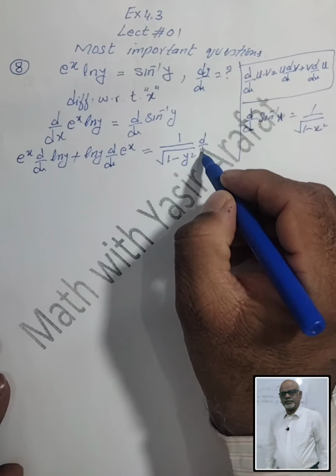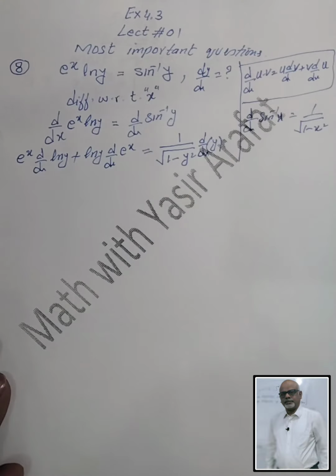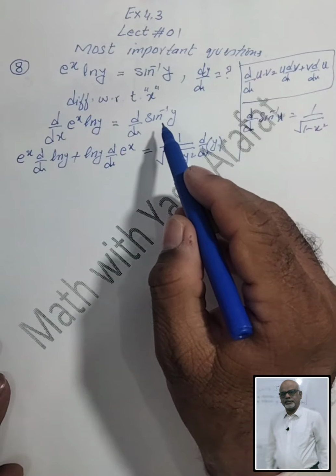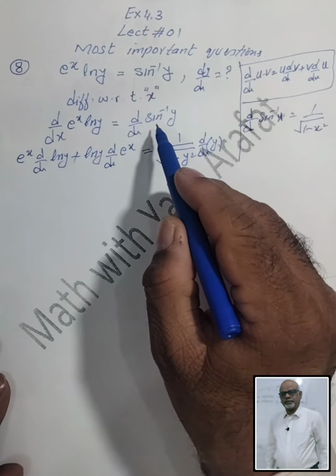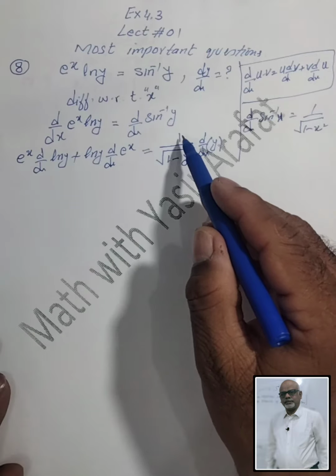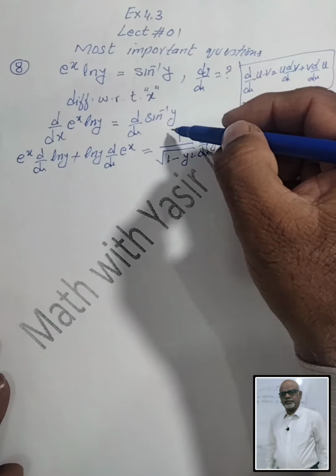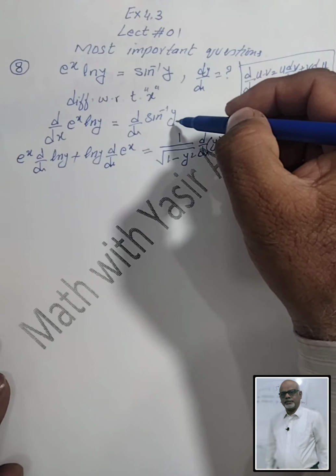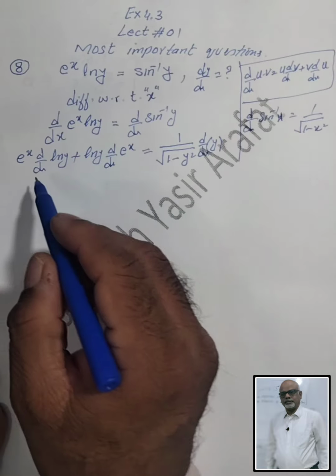Now we have to find out the derivative of its angle, because its angle is y and the derivative of y is dy upon dx. That is why we have to find out the derivative first. We have to find out the derivative of the trigonometric function, that is sine inverse y. Sine inverse y, its derivative is 1 over root of 1 minus y square. And then we have to find out the derivative of its angle here, that is y. It will be dy upon dx.